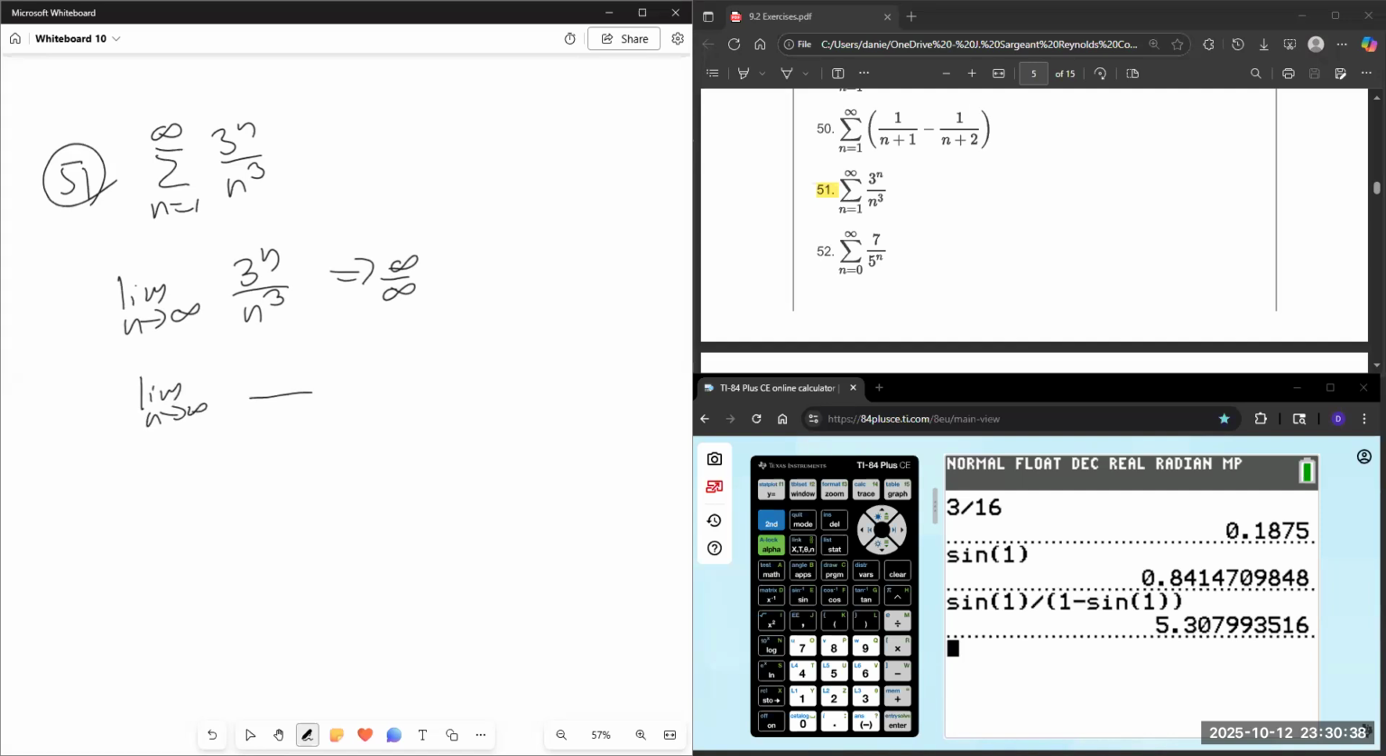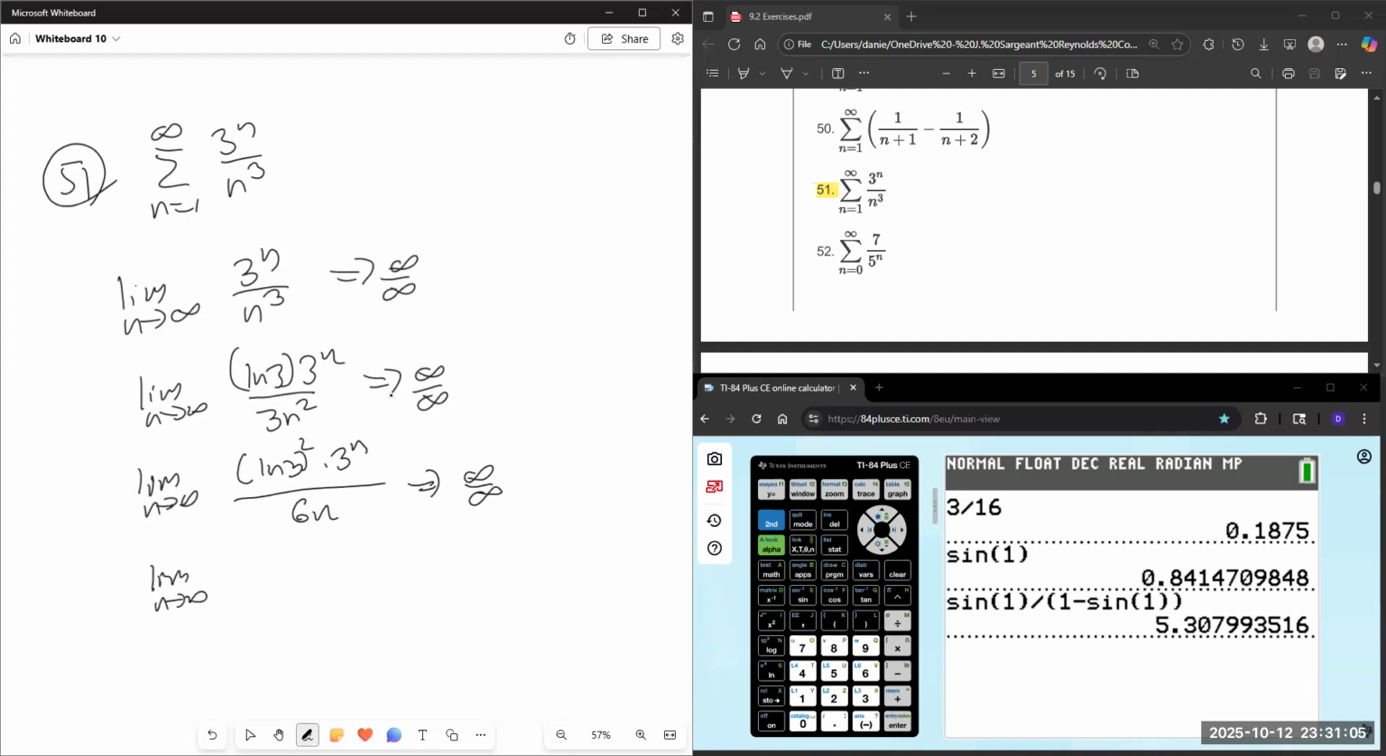and this is going to be the limit as n goes to infinity of 3n squared, and this is going to be ln of 3 times 3 to the n, and this is still going to go to infinity over infinity, so I'll use L'Hopital's rule again, and this is ln of 3 squared times 3 to the n over 6n, which still goes to infinity over infinity, so I'll use L'Hopital's rule again. And this is going to be ln of 3 to the third times 3 to the n over 6. And that's going to go to infinity, and it diverges.